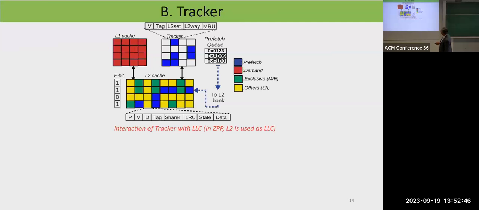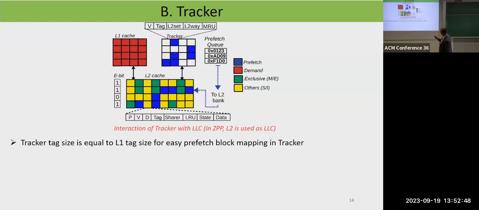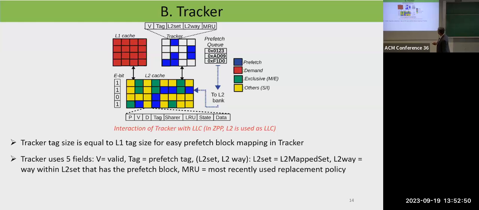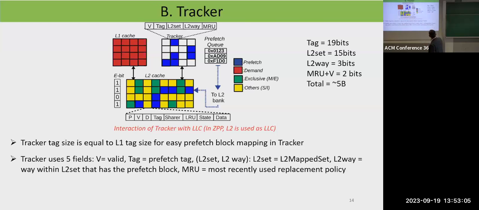Now, if you look at the tracker, it also needs to have some kind of bit field. There is a valid bit, which will tell you whether the entry in the tracker is valid, and it will store the set number and the way in the L2 where this particular block is kept, and the tag is also kept there. Whenever the tracker is full, the MRU bits will tell you the eviction mechanism inside the tracker. So these are the number of bits required per block. Typically it requires 5 bytes of data.